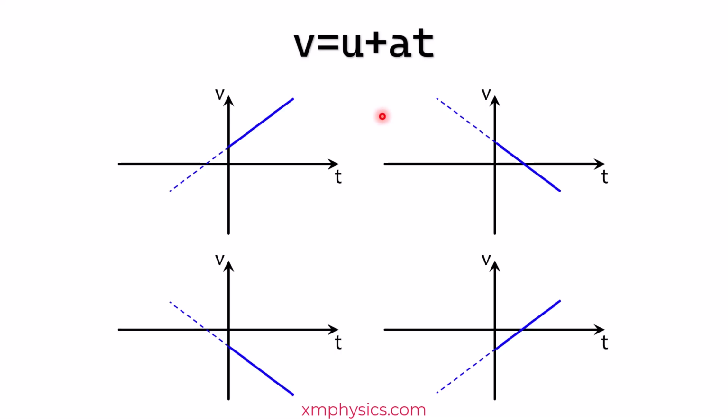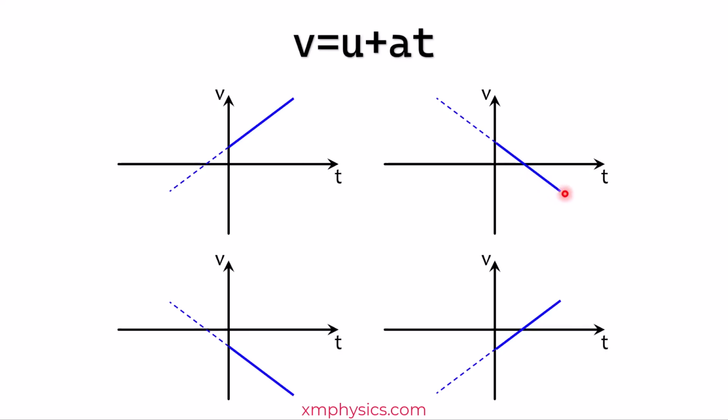For ease of discussion, let's assume that the motion is along a left-right line, and let's take rightward to be positive. So if both U and A are positive, then the motion will be going rightward at a faster and faster speed. If both U and A are negative, then the motion will be going leftward at a faster and faster speed.